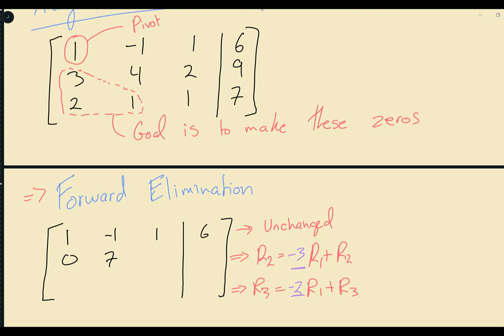Then the next one would be -3 times 1, right, plus row 2, which is 2. So -3 times 1 plus 2 will give us -1. And then you do the same thing with the b here, so you get -9 here.